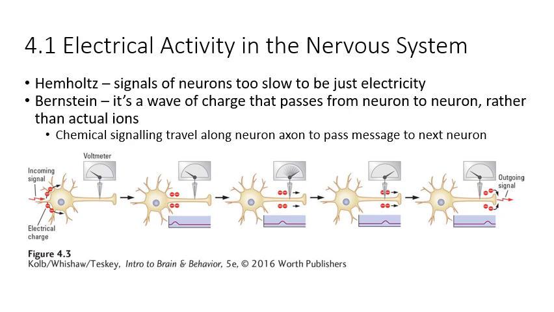Helmholtz hypothesized that the signals in neurons are too slow to be just using electricity. A bit later, Bernstein figured out that it's a wave of charge that passes from neuron to neuron rather than actual ions passing through from neuron to neuron. And he discovered that chemical signaling allows messages to travel along the neuronal axon and pass the message to the next neuron.